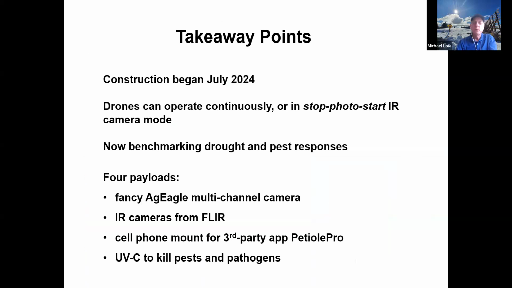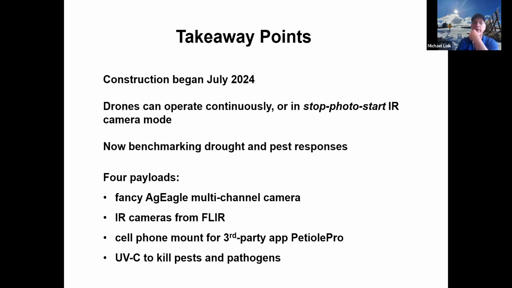Okay, so what are some takeaway points here? One, I should point out that the track, the drone, the tracks, the robots, all 4 robots, all of that have been built only since July of last year. Our drones currently can operate in a continuous back and forth mode, or they can travel like 50 centimeters, stop, take a picture, then move another 50 centimeters, stop, take a picture.